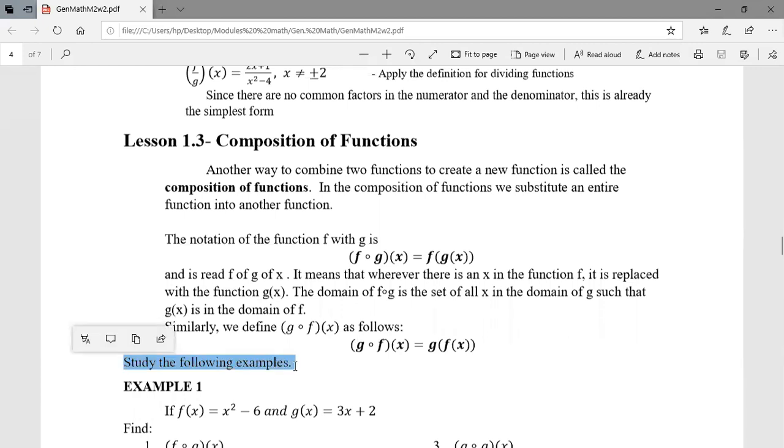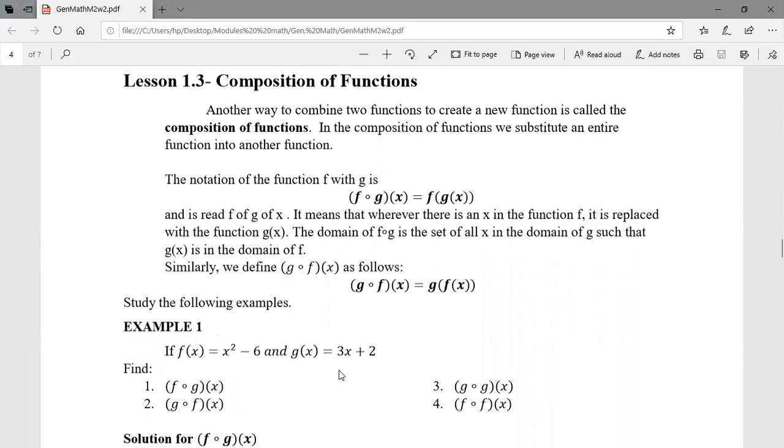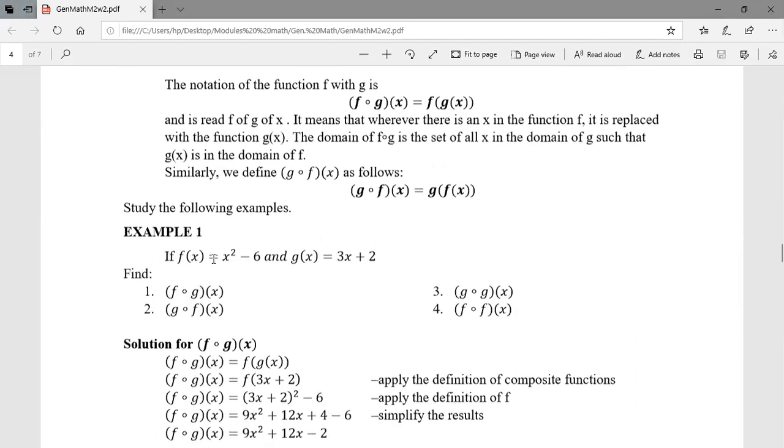So study the following example. For composition of function, example number 1. If f of x is equal to x squared minus 6 and g of x is 3x plus 2, we're going to find f of g of x and g of f of x.